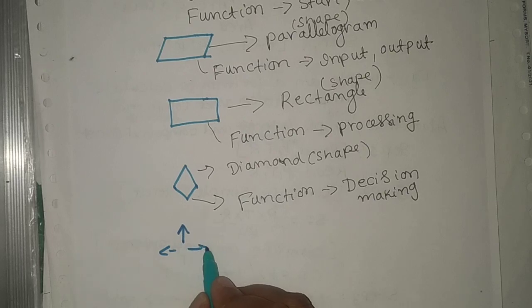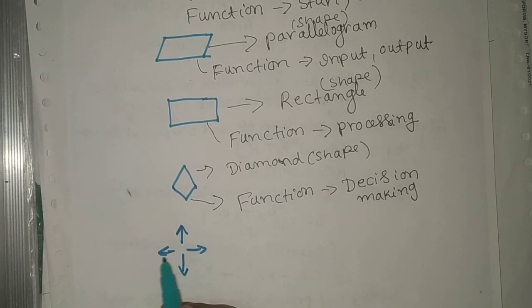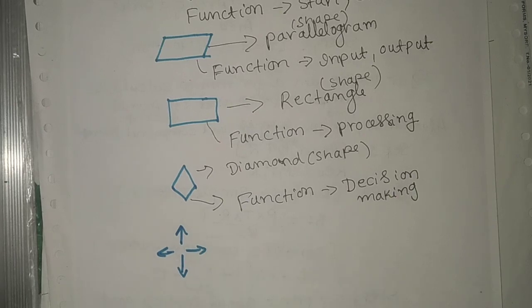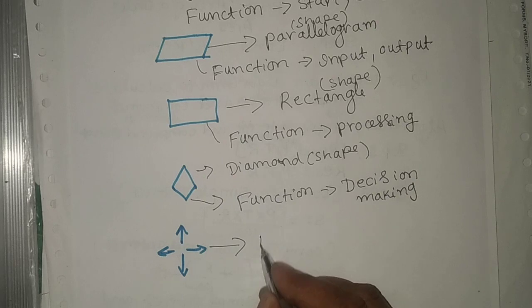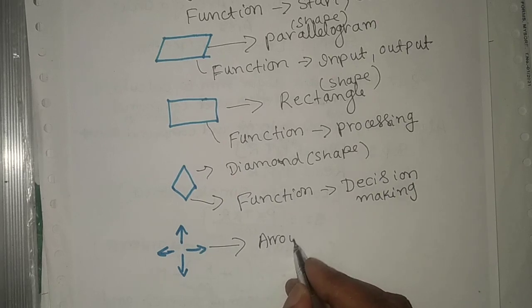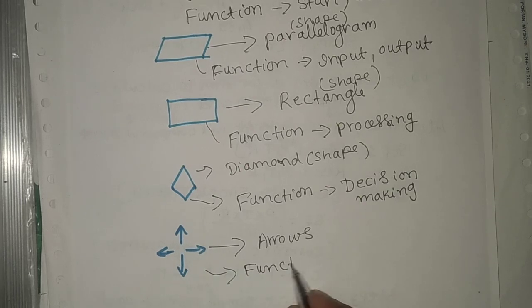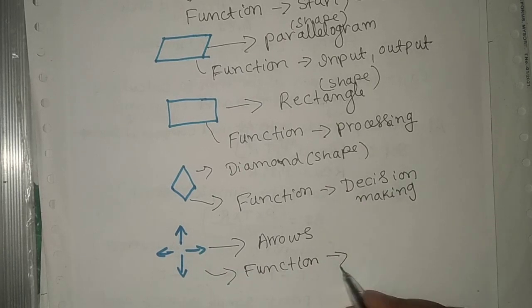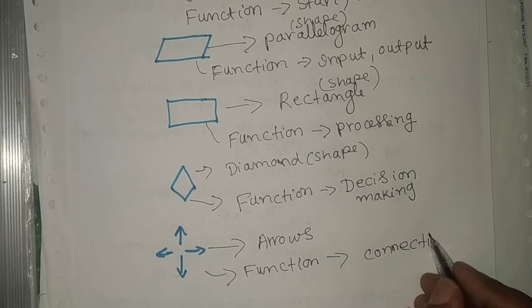Next are these arrows. These are the arrows here. So these are arrows that come under shapes, and this is used for connections. Function is connections. So connections in the flowchart.